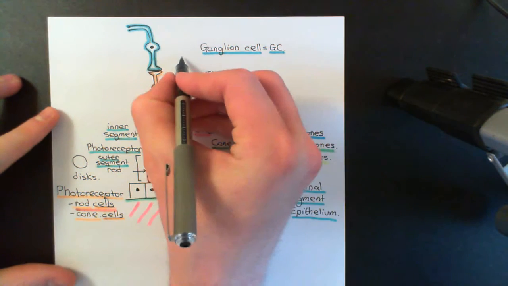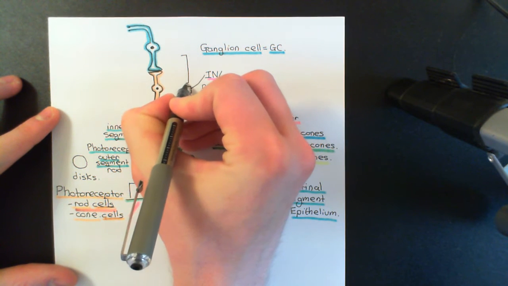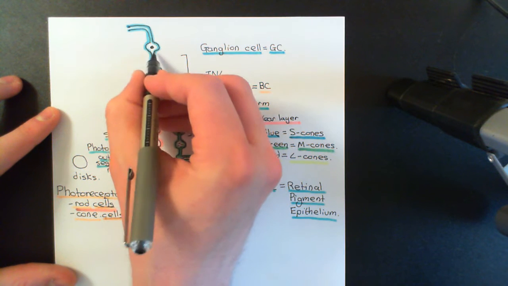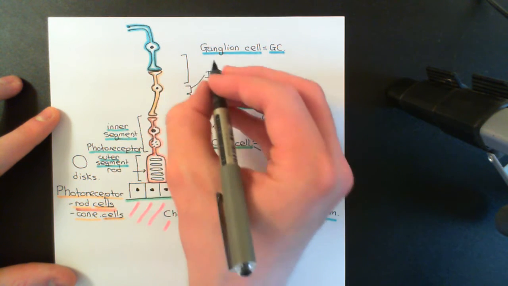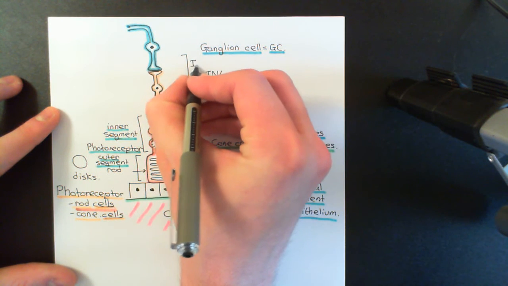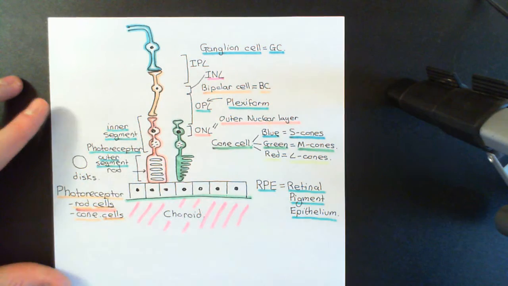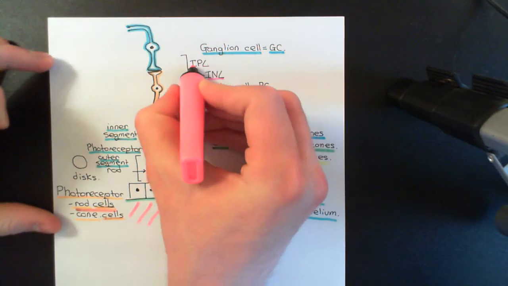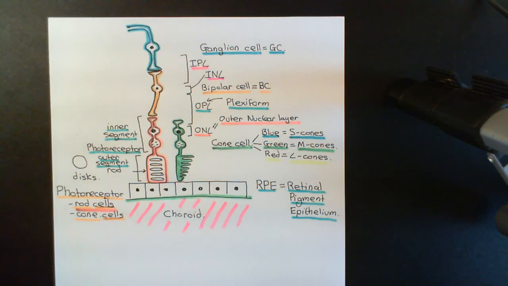Then we've got another plexiform layer here, where we've got the inner process of the bipolar cell, and this process from the ganglion cell here. That's known as the inner plexiform layer, often abbreviated down to the IPL. So that's the inner plexiform layer.